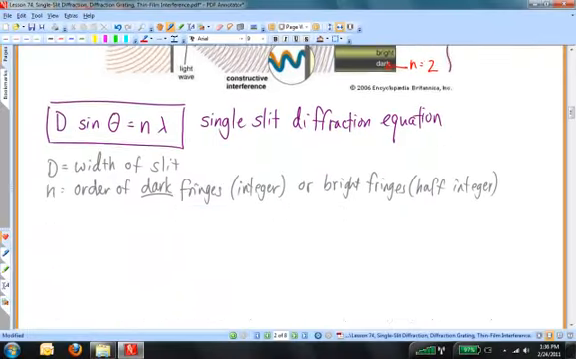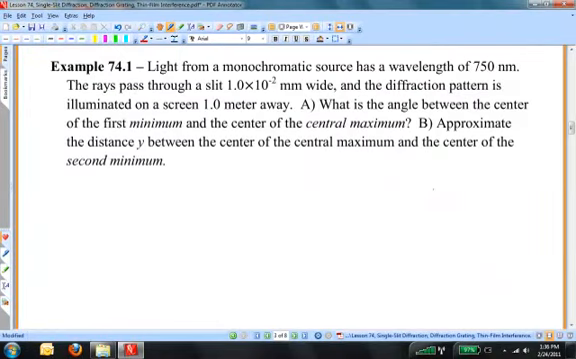Let's solve a numerical example. 74.1. Light from a monochromatic source has a wavelength of 750 nanometers. The rays pass through a slit 1 times 10 to the minus 2 millimeters wide, and the diffraction pattern is illuminated on a screen 1.0 meter away. A. What is the angle between the center of the first minimum and the center of the central maximum? And B. Approximate the distance y between the center of the central maximum and the center of the second minimum.